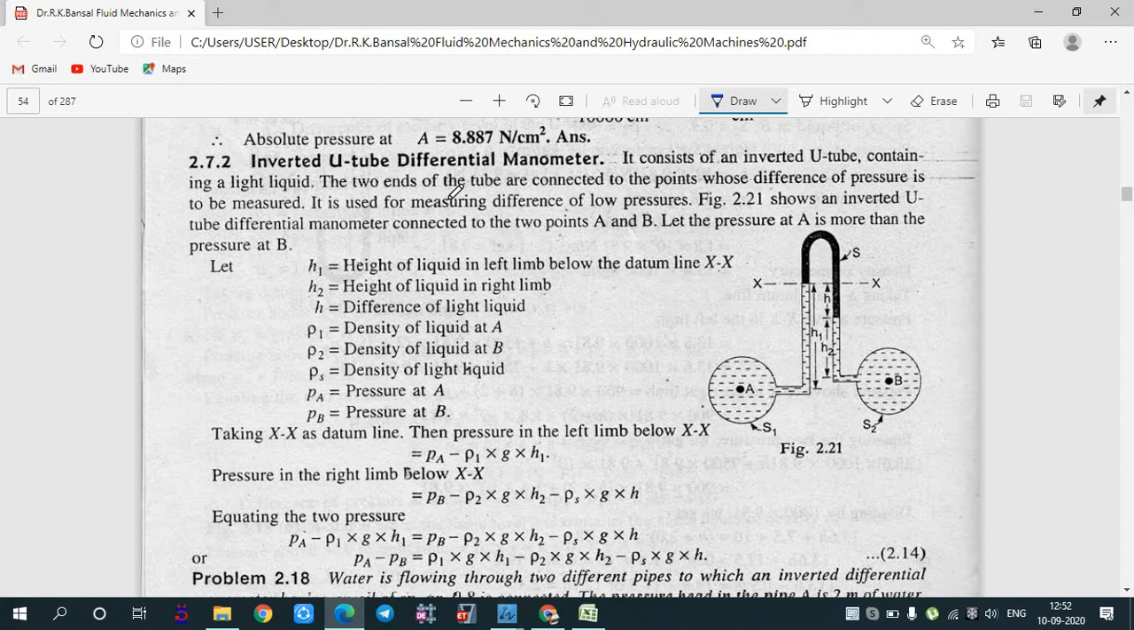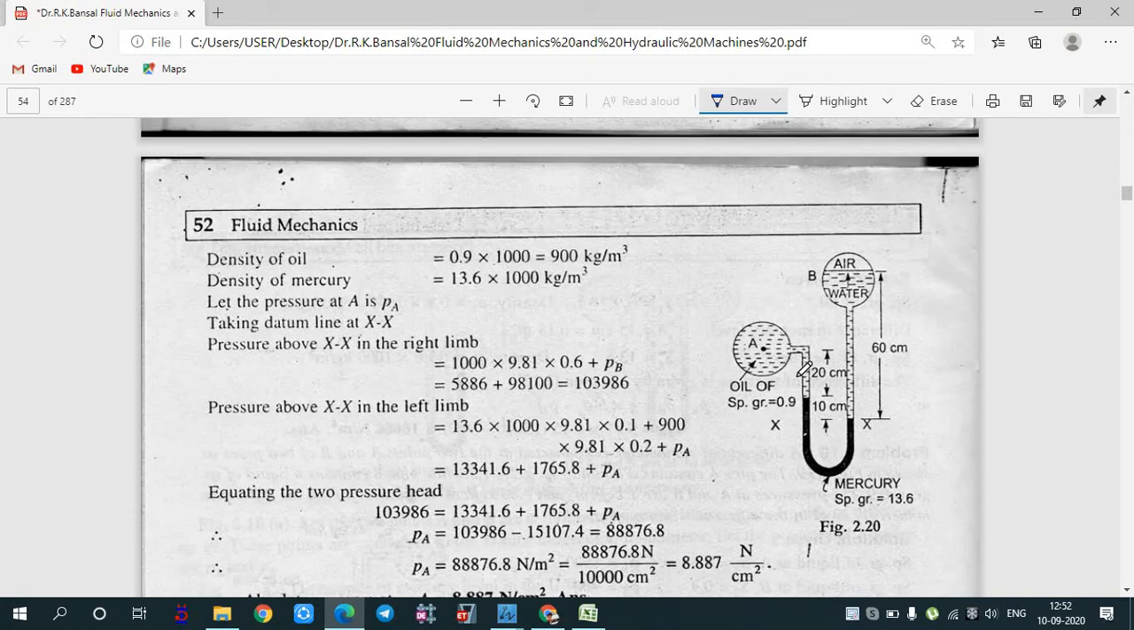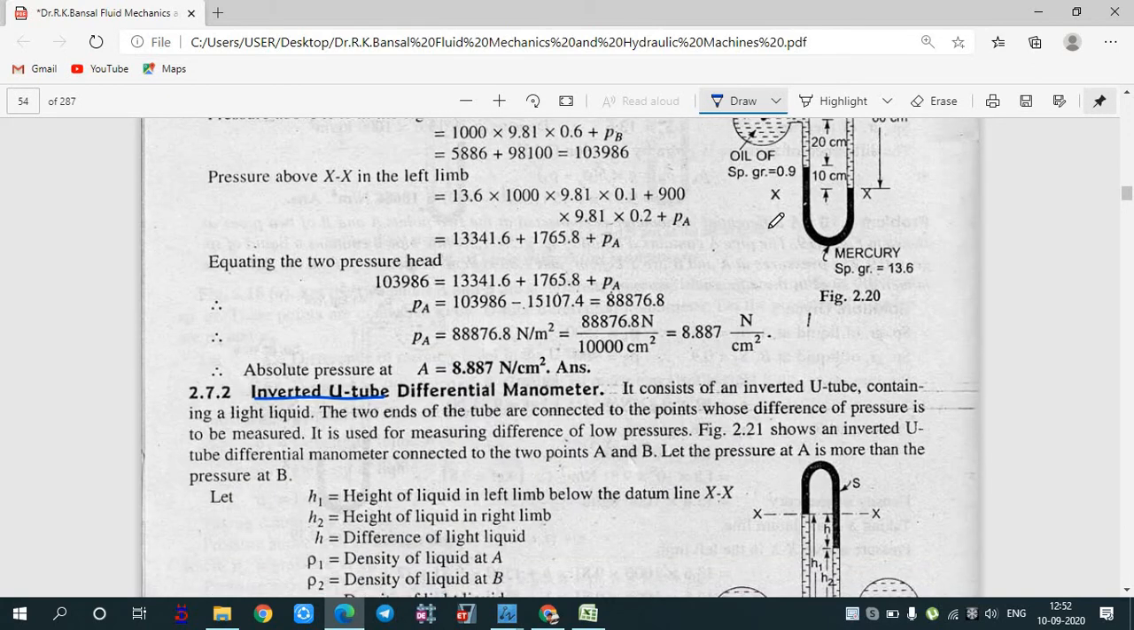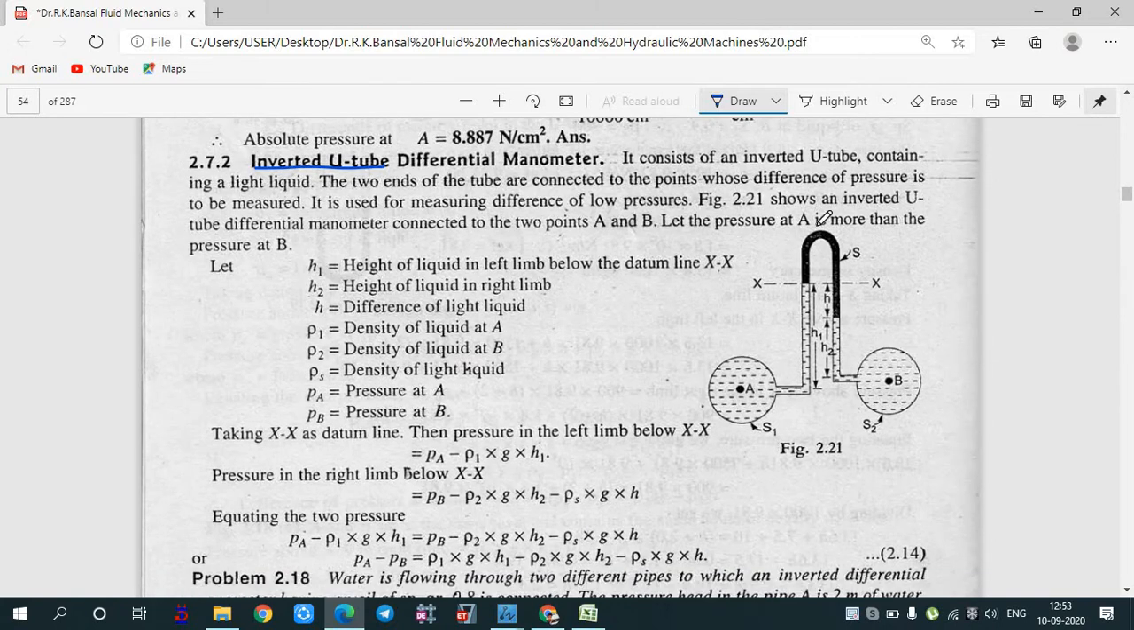In the previous class, we have seen the U-tube differential manometer. Now we will see the inverted U-tube differential manometer. As you can see, in the previous class we were discussing the differential manometer. In this, the U is given correctly, and in this inverted one, it is on the opposite side. So that is why it is called an inverted U-tube manometer.